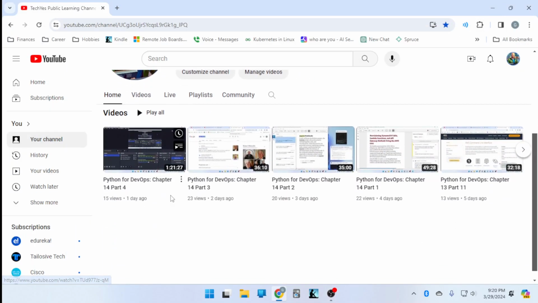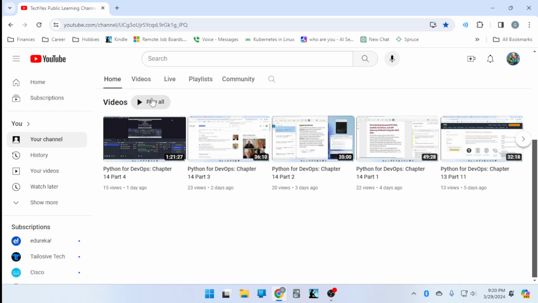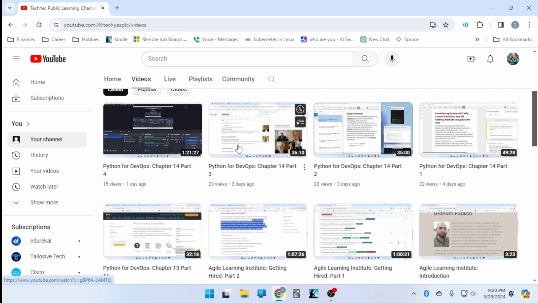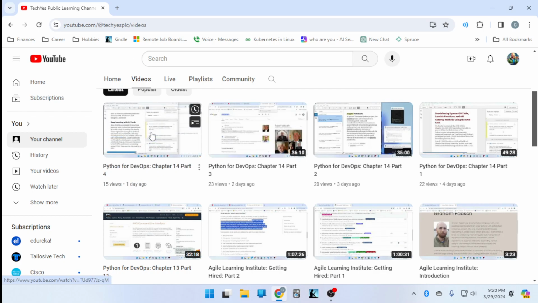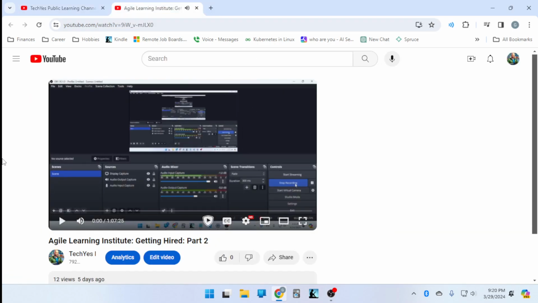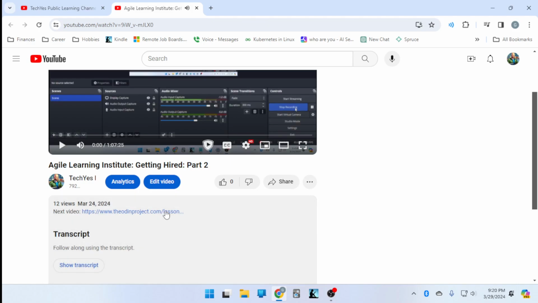So, kind of got two main ones going here. I've got the Python for DevOps, which is getting a lot of views, and it's interesting. I'm on the machine learning stuff now, so I'm really liking that. And then I also have the Agile Learning Institute one. I was reading the Getting Hired section. I kind of was thinking I would do another video on this right now.